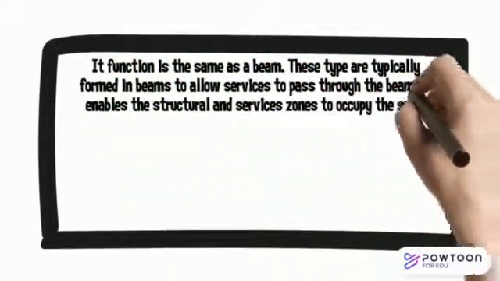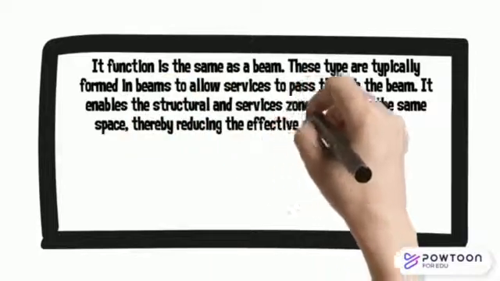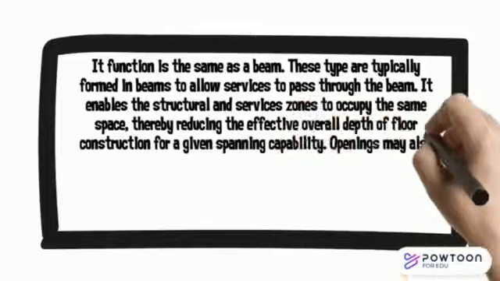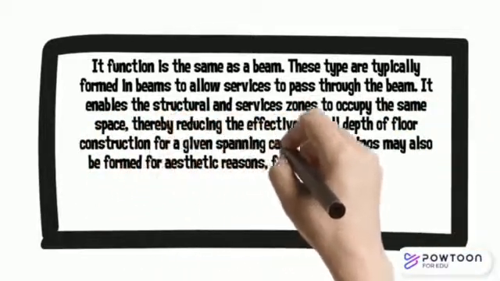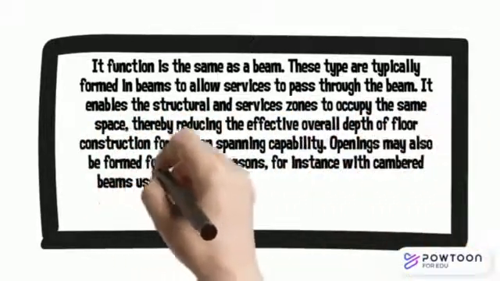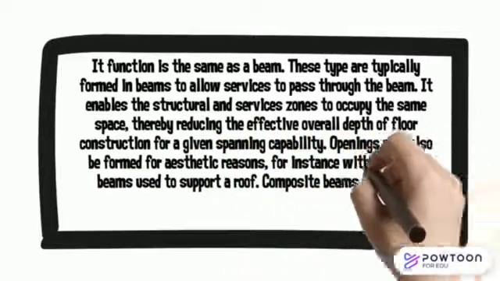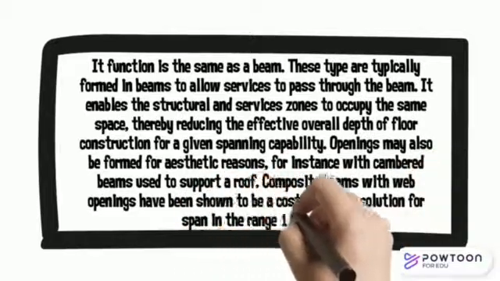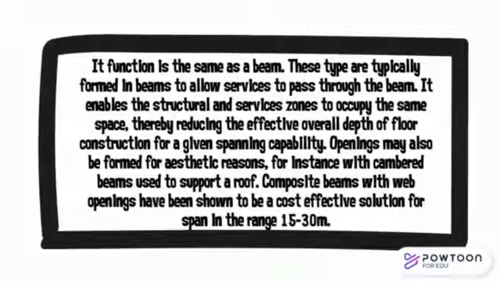This enables the structural and service zones to occupy the same space, thereby reducing the effective overall depth of floor construction for a given spanning capability. Openings may also be formed for aesthetic reasons, for instance, with cambered beams used to support a roof. Composite beams with web openings have been shown to be a cost-effective solution for spans in the range 20 to 30 meters.